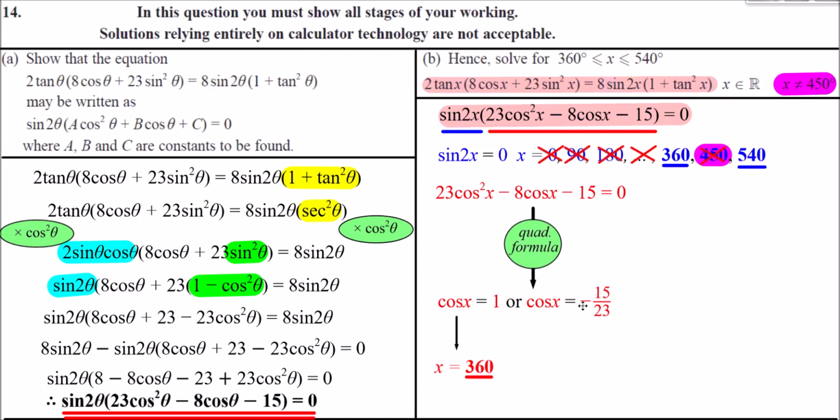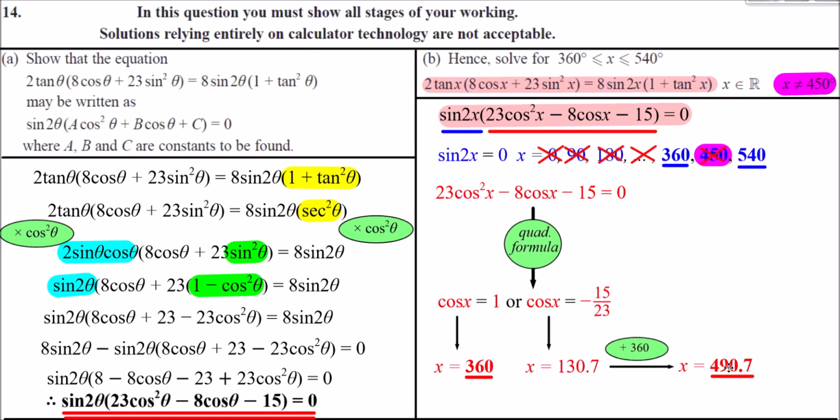But when cos x equals minus 15 over 23, the principal value on the calculator will give you that x would be, to one decimal place at least, 130.7 degrees. That, of course, isn't in the required interval. So what we could do here is use a CAST diagram if we wanted to, or we can just add on 360 degrees. If we add on 360 degrees to this to get it into the right interval, we get that x equals 490.7.